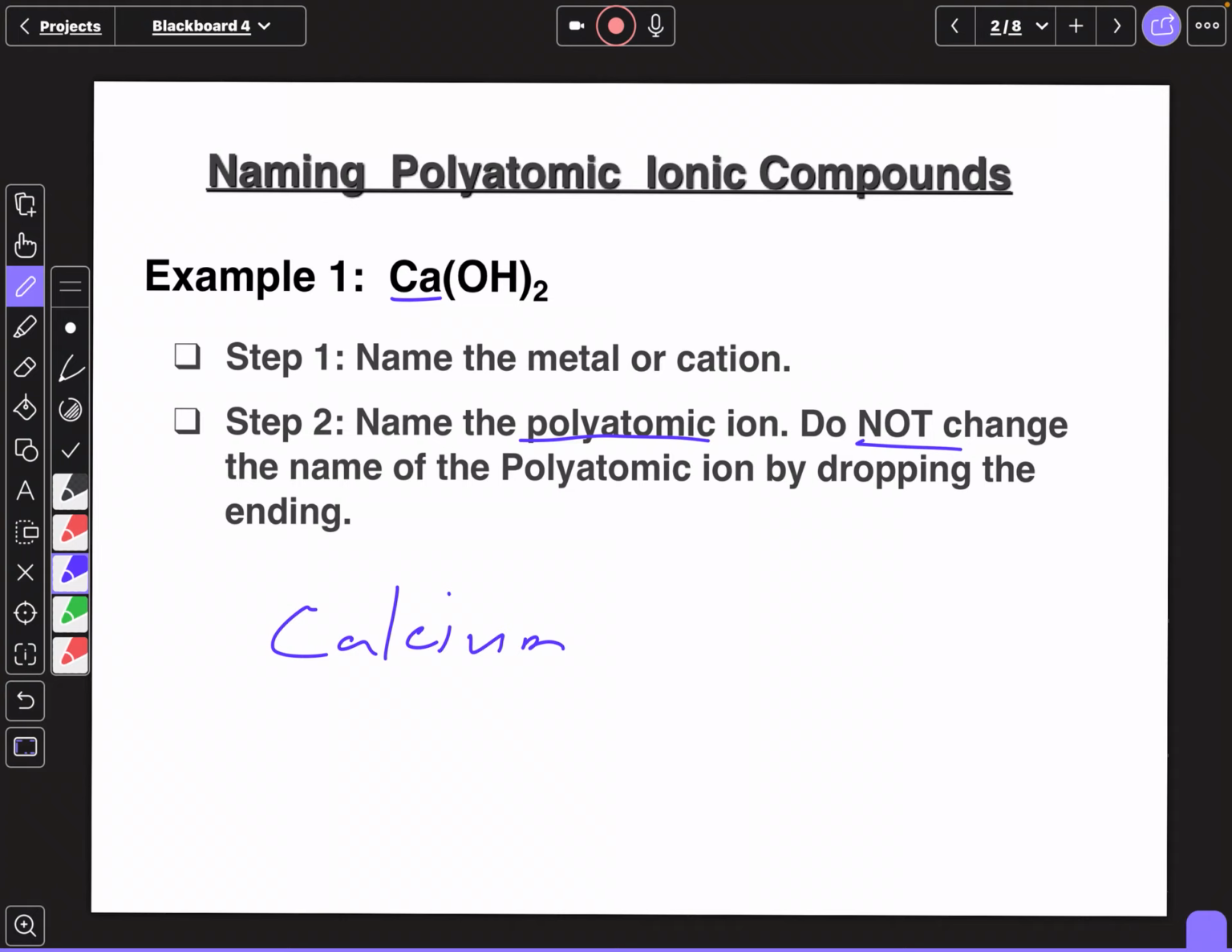We only do that for binary compounds, not for these with 3 elements in them. So if I look up on your lists, you should have them taped to the back of your periodic table, what is the name of that ion? OH is the hydroxide ion, so I'm going to write out the whole name of it, calcium hydroxide.